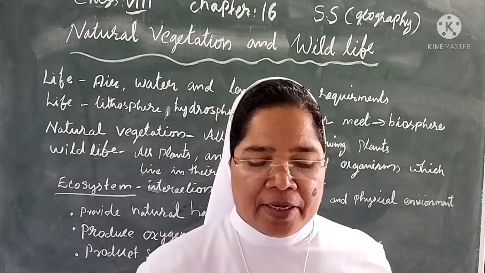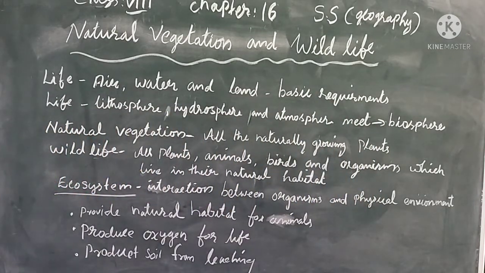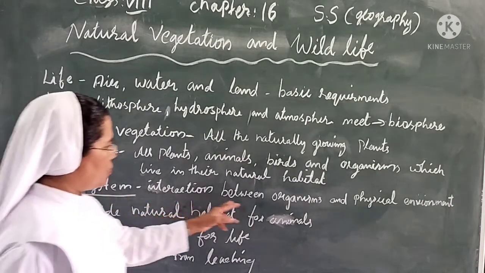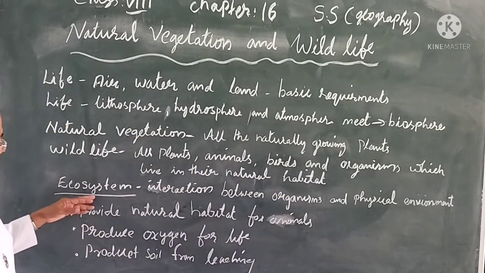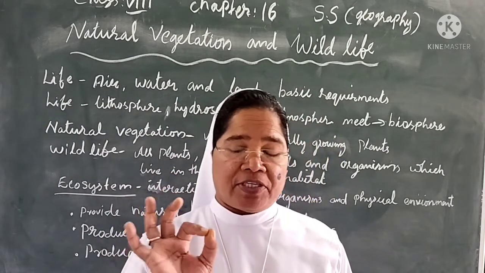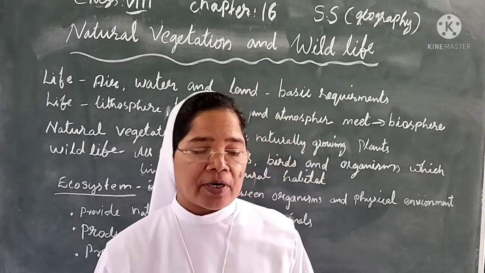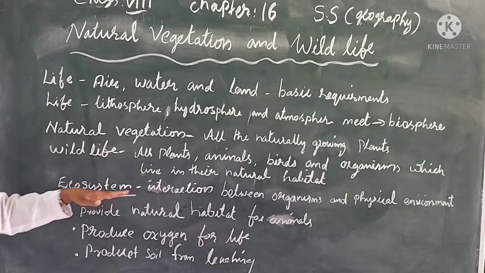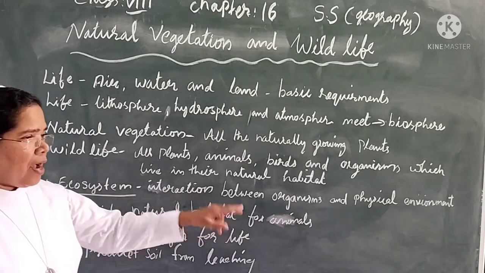Natural vegetation is a very important and useful natural resource. Which are the natural resources? We studied the interaction between organisms and the physical environment. Now let us study why natural vegetation is important and useful. First point, it provides natural habitat for animals.